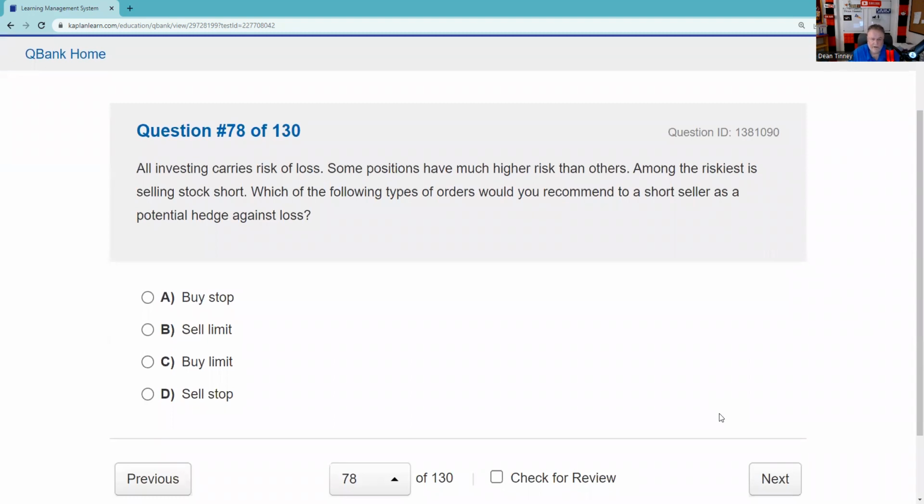And then all investing carries risk of loss. Yeah. Some positions have much higher risk than others. Among the riskiest is selling stock short. Which of the following types of orders would you recommend to a short seller as a potential hedge against loss?